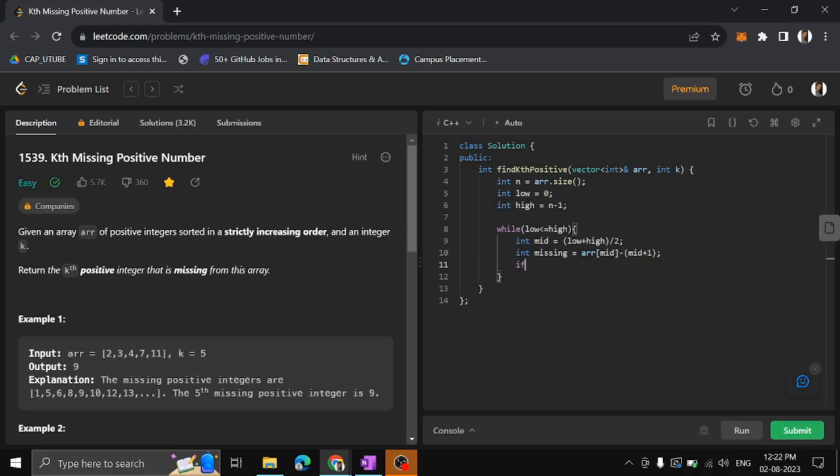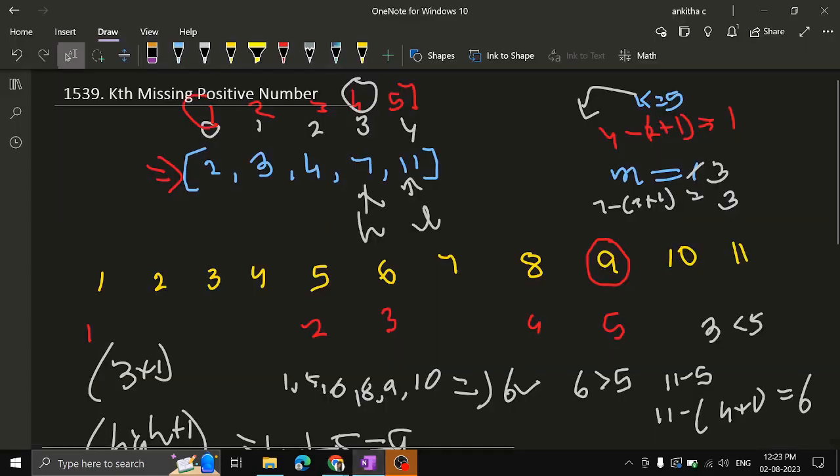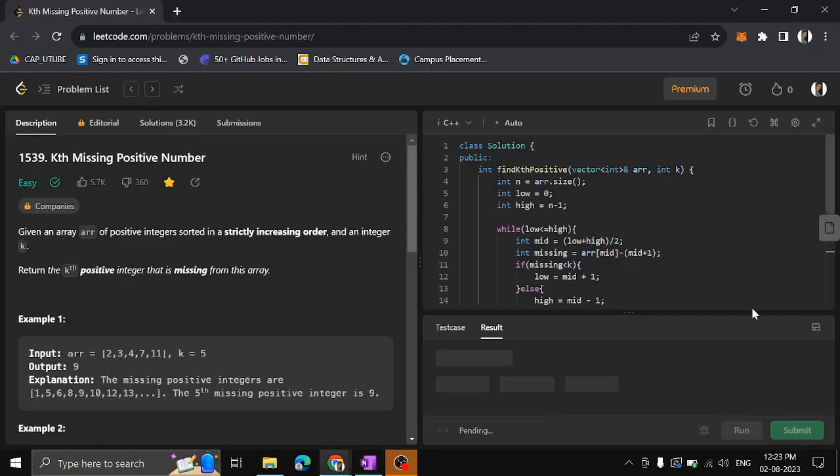Now check if missing is less than k, then low will be equal to mid plus 1, else high will be equal to mid minus 1. After this, at last you have to return high plus 1 plus k. As you see, high is the position. So 3 plus 1 will be 4, the actual element that should be present at this position. From there, the fifth integer we are looking for. So we shall run this.